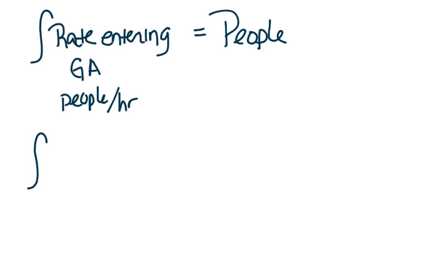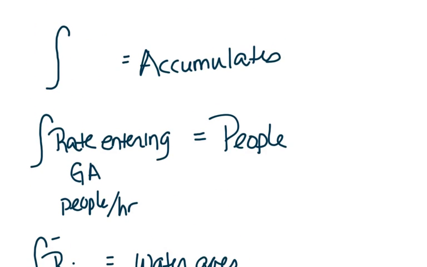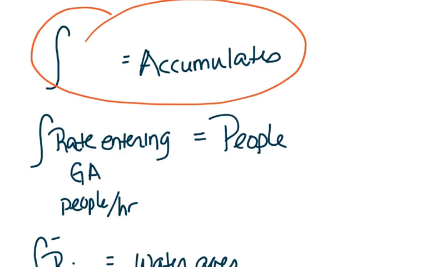If you integrate a rate of filling of a bucket with rain over a time period, you will figure out how much water fills, or how much water goes in the bucket. So the thing to remember, really, this is the most important thing, is that integration tells you about accumulation. So look at the next equation.